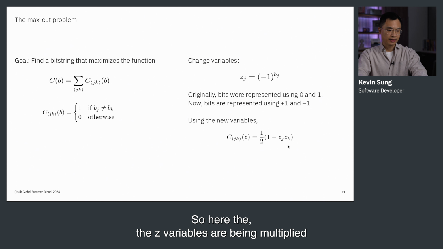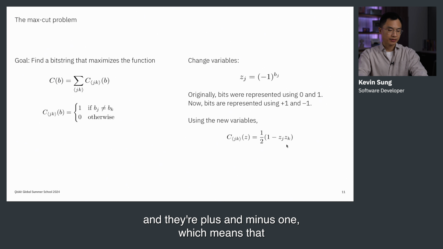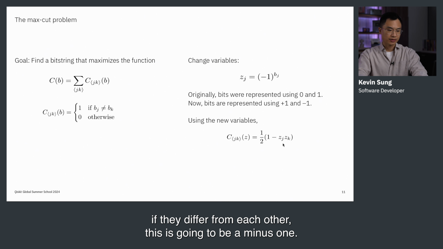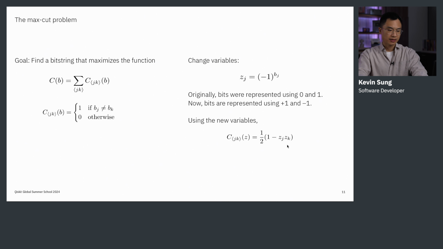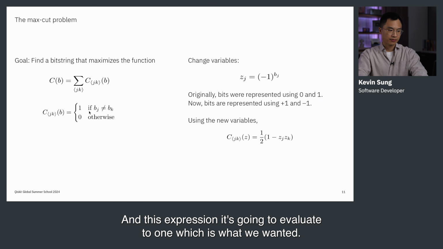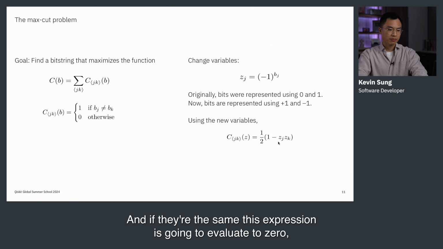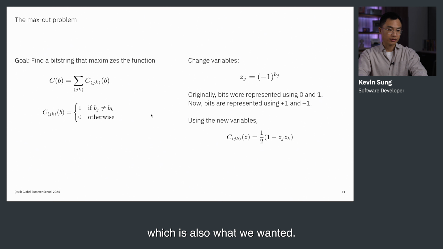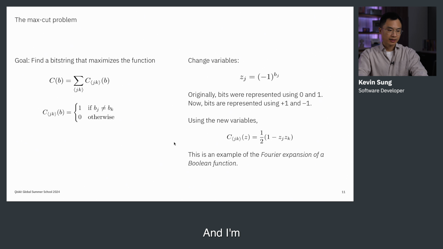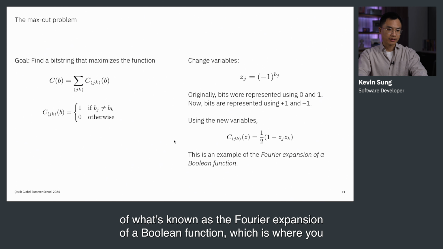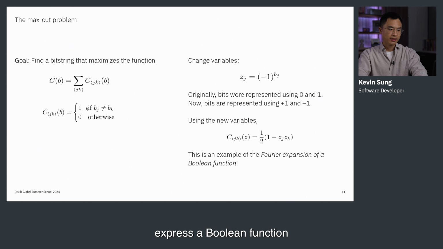So here the z variables are being multiplied, and they're plus and minus 1, which means that if they differ from each other, this is going to be a minus 1, and this expression is going to evaluate to 1, which is what we wanted. And if they're the same, this expression is going to evaluate to 0, which is also what we wanted. I'm just going to mention briefly that this is an example of what's known as the Fourier expansion of a Boolean function, which is where you express a Boolean function as a polynomial of the bits.